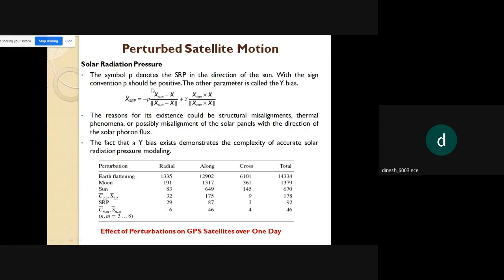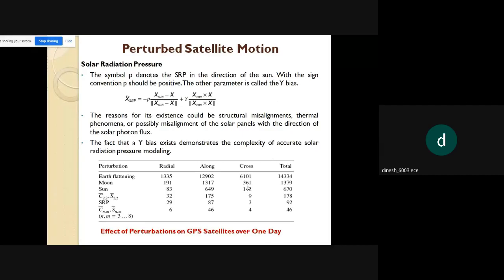So here we find the solar radiation pressure x double dot SRP, which is minus P. The minus P is the direction of motion of the sun, xn minus x divided by determinant of xn minus x, plus y, xn into x divided by xn into x determinant. So the reason for its existence could be structural misalignments, thermal phenomena, thermal directions, misalignment of solar panels with the direction of solar photon flux.